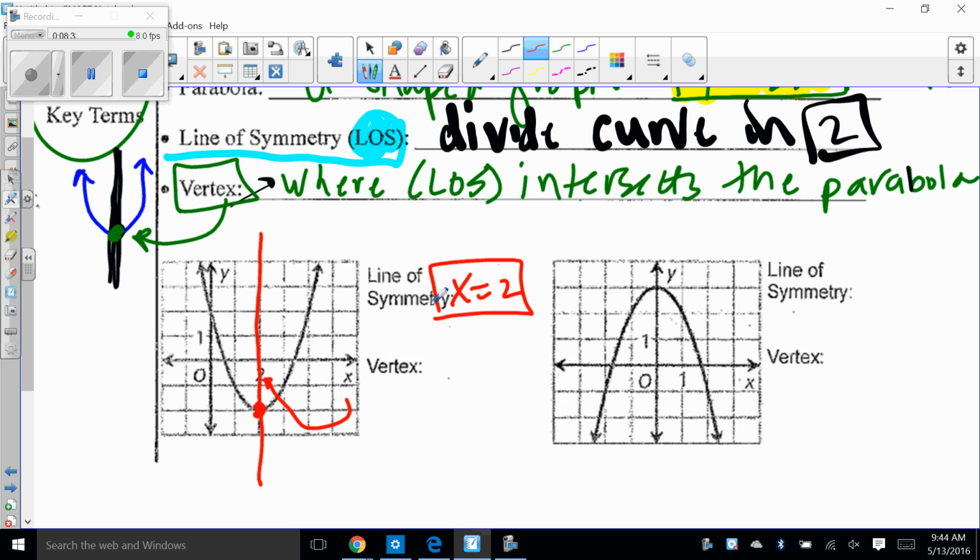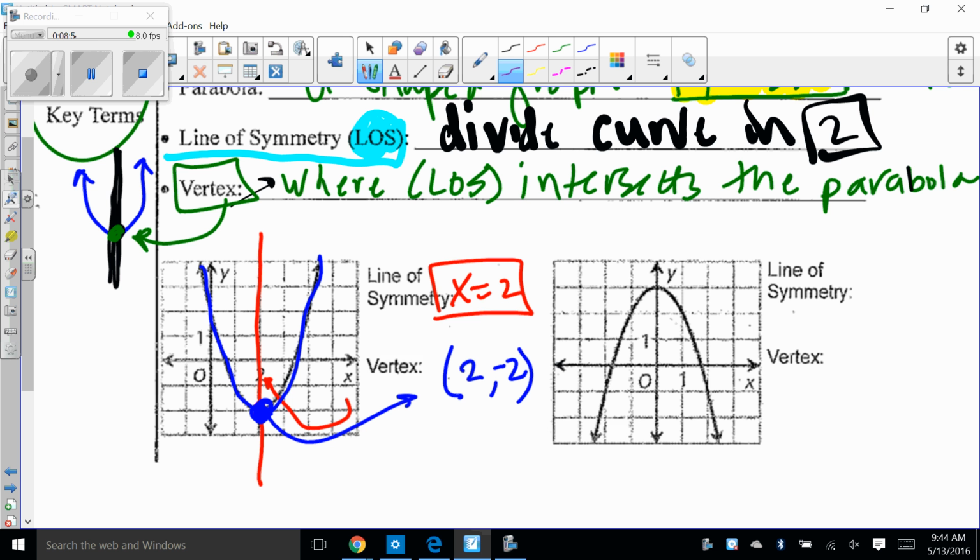It's the x value. The vertex is the place where the red line hits the blue parabola on my screen. So you're going to have to look at my screen to get those colors figured out. This is our vertex. So our vertex is over to the right 2, down 2. So our vertex is at 2, -2, that blue dot.